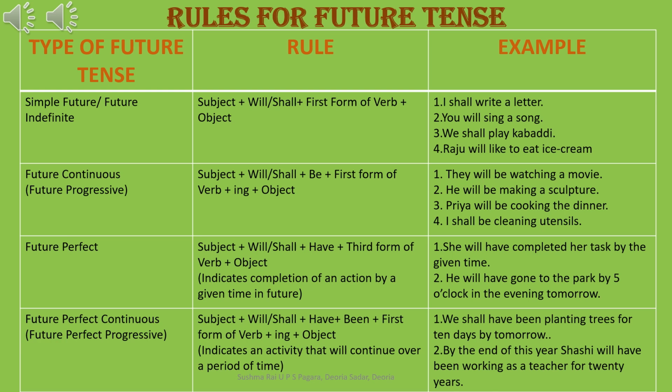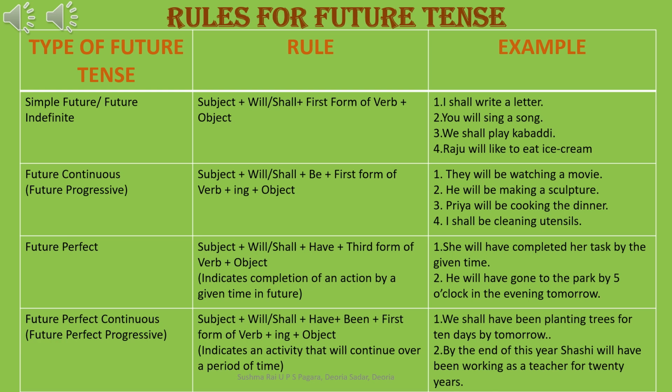For writing a sentence in future continuous tense, the rule is subject plus will or shall plus be plus first form of the verb plus ing plus object. Examples are: they will be watching a movie. He will be making a sculpture. Priya will be cooking the dinner. I shall be cleaning utensils.